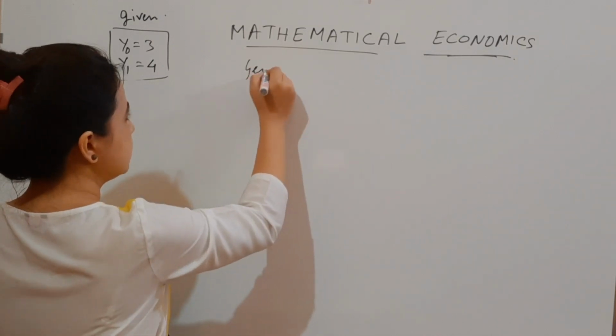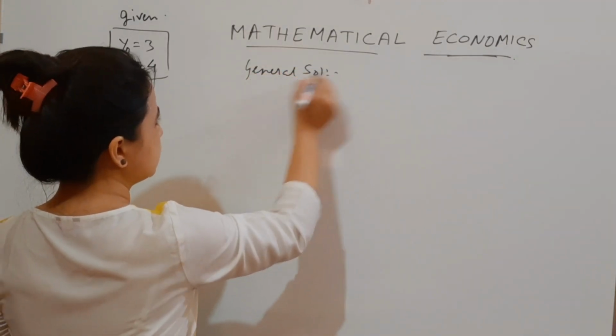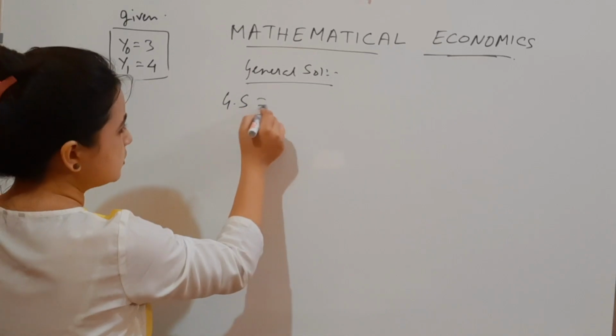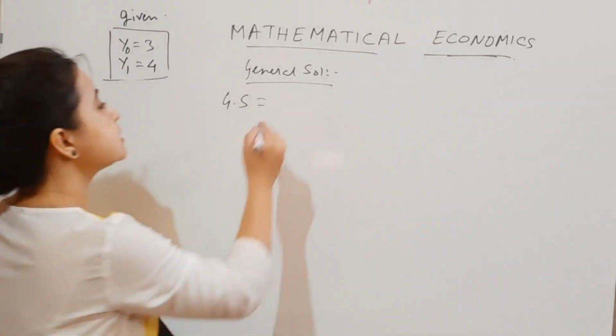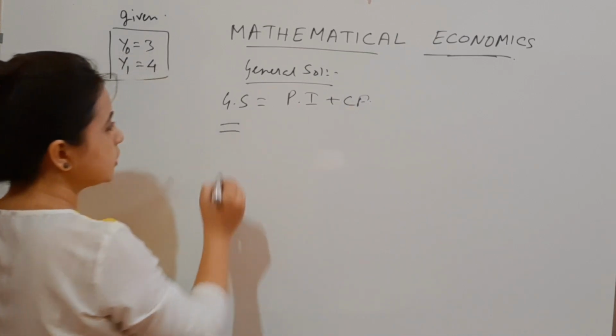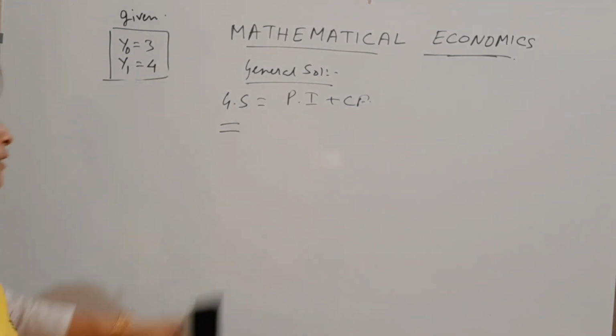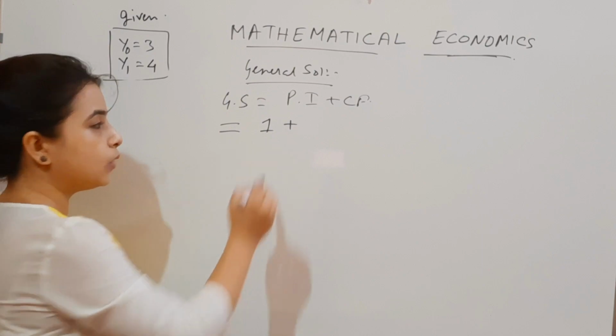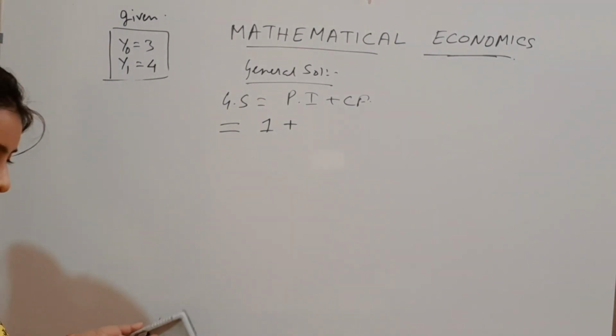Time for the general solution. What I'm reciting is a short form of the general solution. This is the summation of what? Particular integral and complementary function. Now if you can recall, my particular integral's value was 1, isn't it? So just simply write it down.